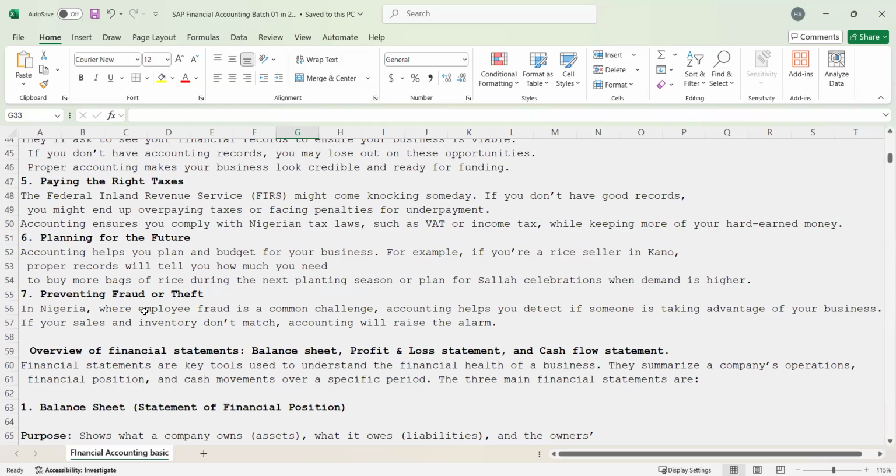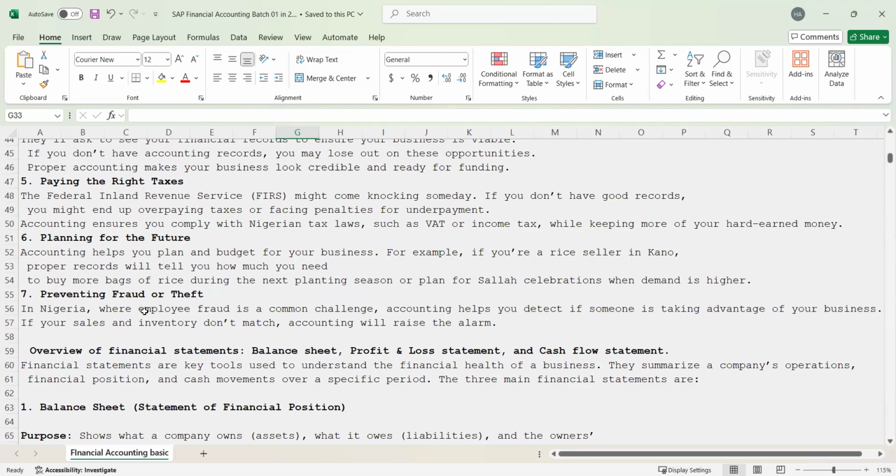And we all know Ramadan is coming very soon in early March, and people now will start stocking rice, stocking certain materials like grains, like maize. So accounting will help you to plan, especially when you're in the business of food. It will help you to plan, right? The next thing is preventing fraud or theft.